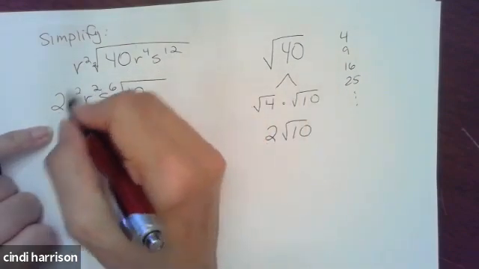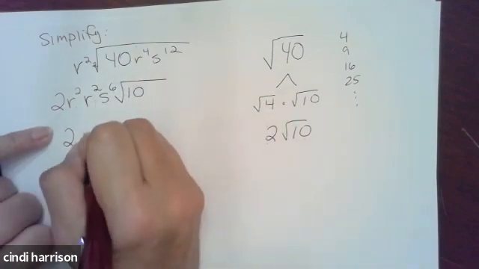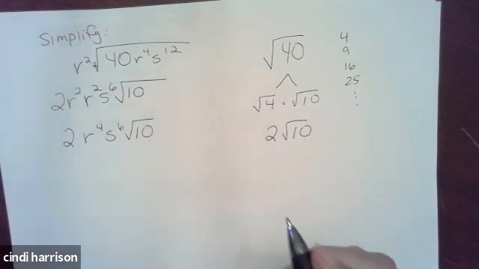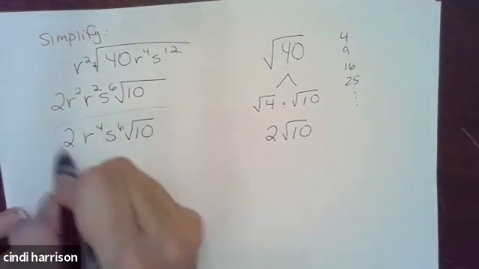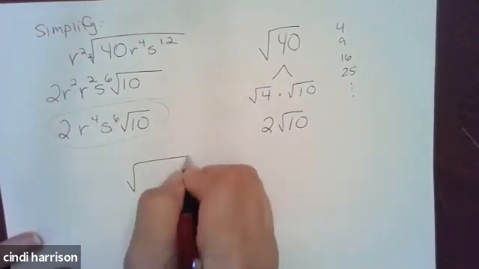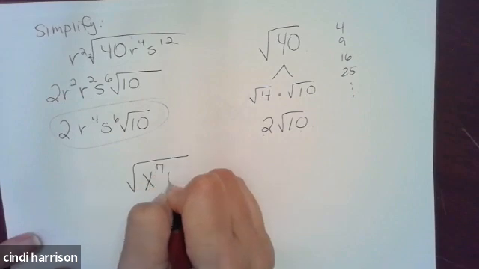So we're going to clean this up now. What is r squared times r squared? r to the 4th, s to the 6th, the square root of 10. So that would be the answer. Real quick though, let's just refresh your memory on what happens in a case like this.